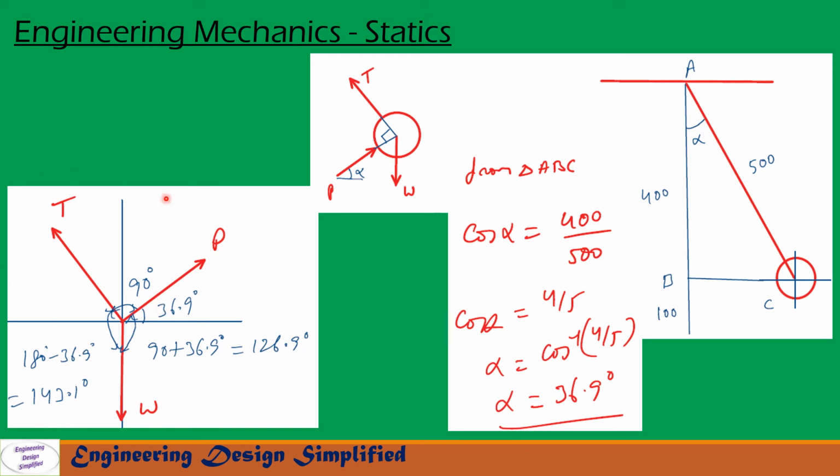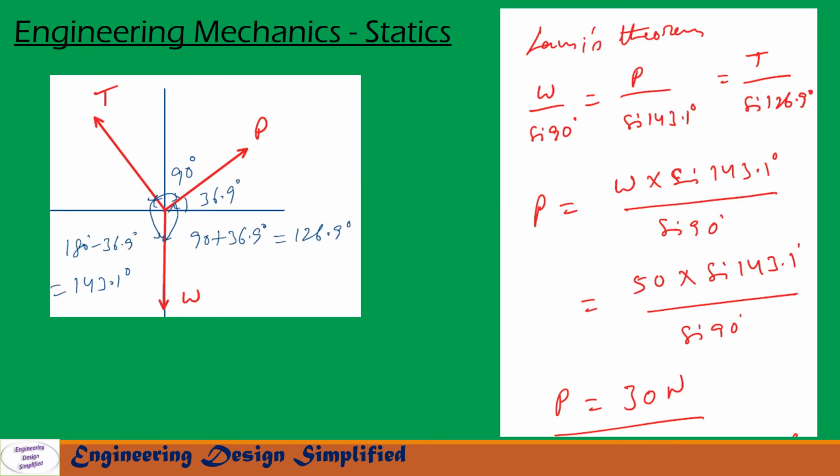So this is the system of forces on the ball. The angle between P and W is 90 degrees plus 36.9 degrees, that is 126.9 degrees. We have already seen in the previous slide that the angle between T and P is 90 degrees, and the angle between T and W is 143.1 degrees.